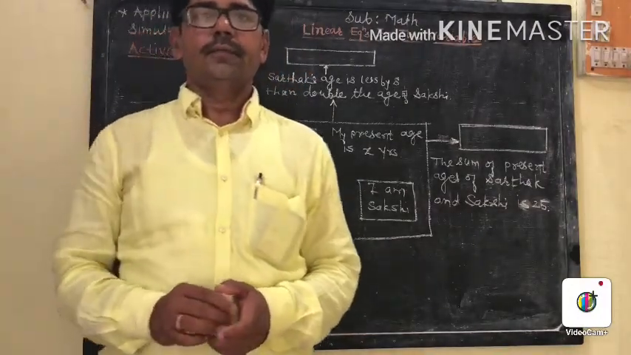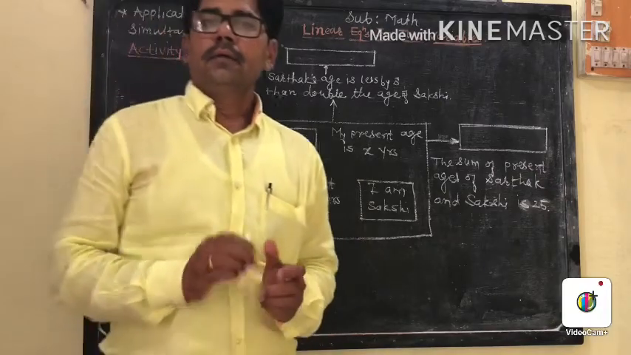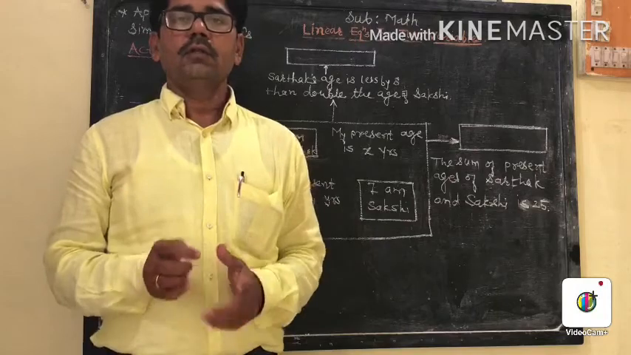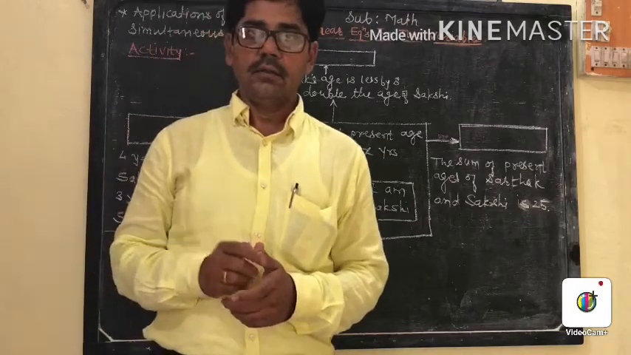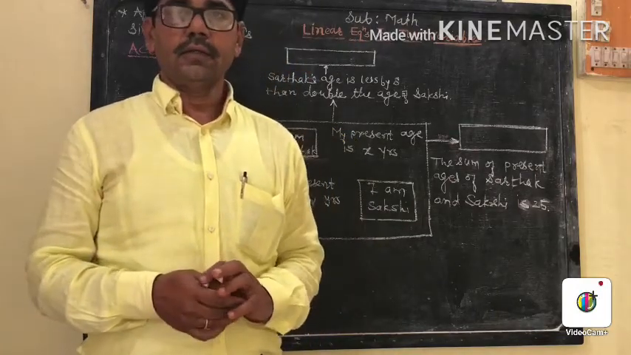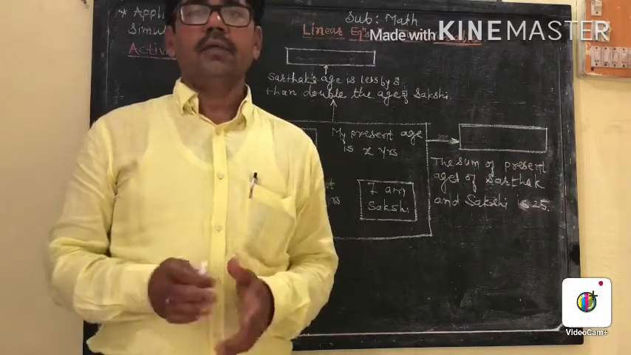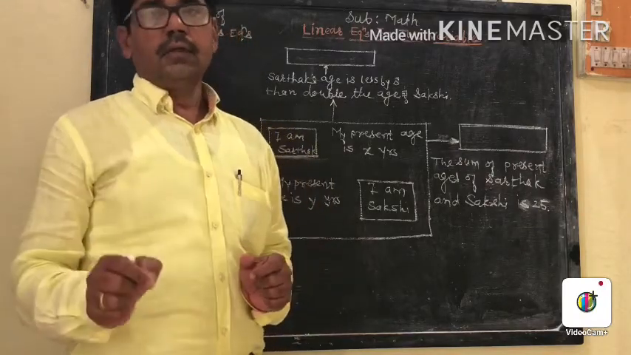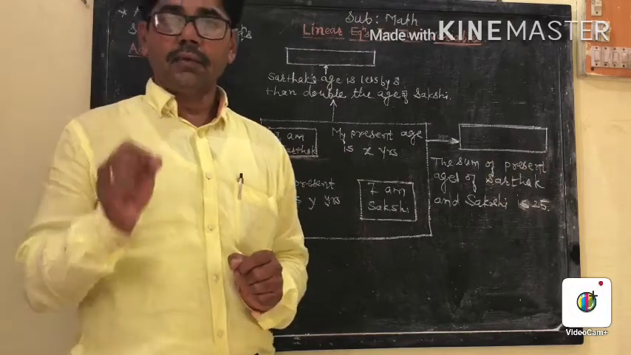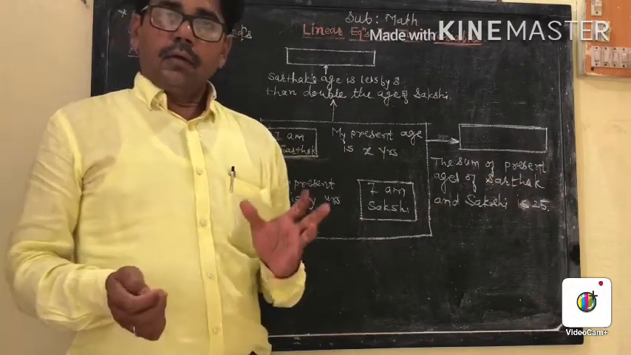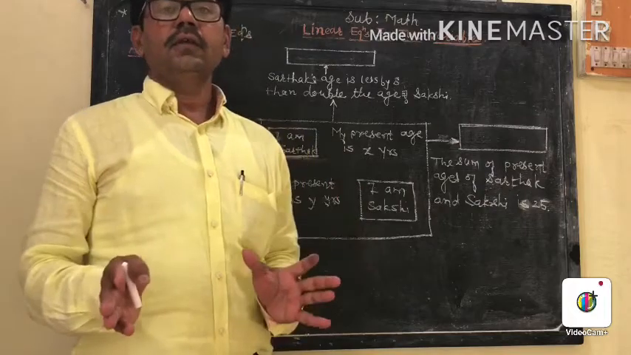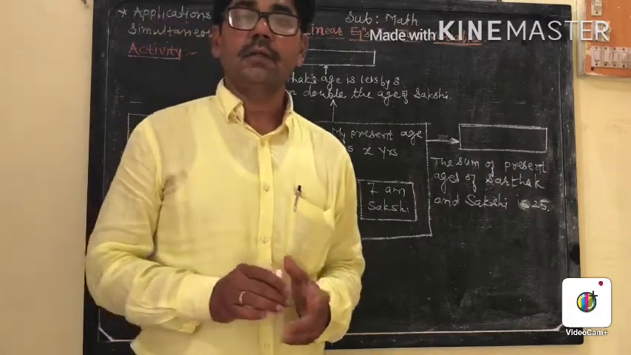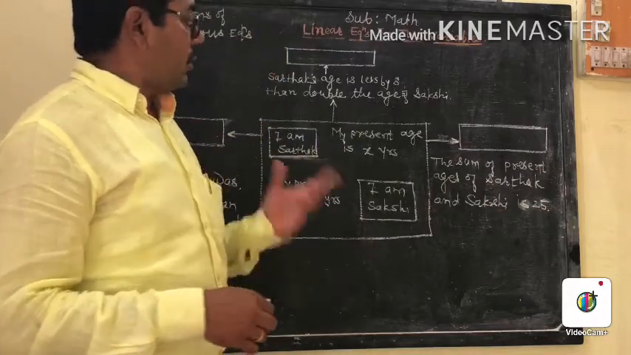Hello student. Today we learn how to solve word problems by the use of simultaneous linear equations. We solve simultaneous linear equations by the method of elimination, by the graphical method, and by Cramer's rule. Now, how do we use these methods of solving simultaneous linear equations in two variables in word problems?